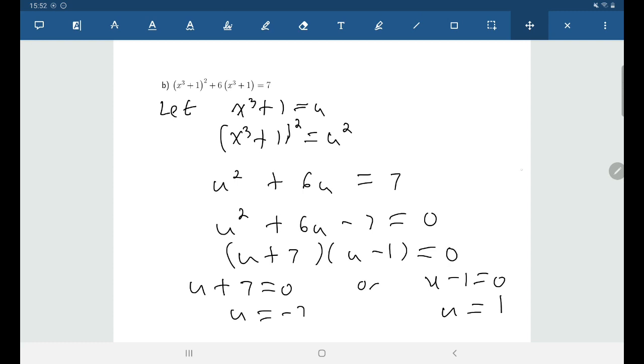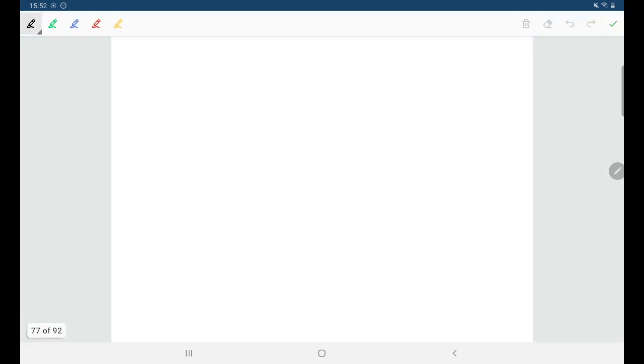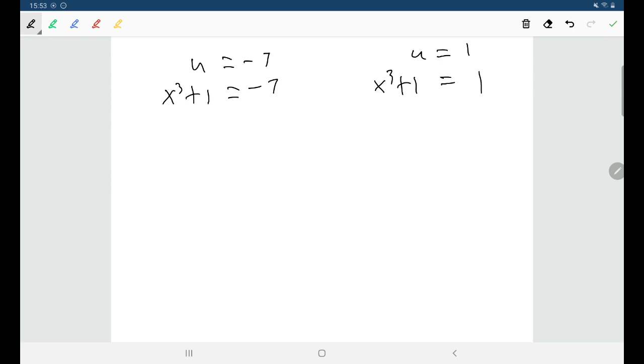So if u is negative 7, and we said that u was the same thing as x cubed plus 1, then x cubed plus 1 is negative 7. Similarly, if u is 1, then x cubed plus 1 is equal to 1. And now just solving for x. Bringing the 1 to the other side gives me negative 8.